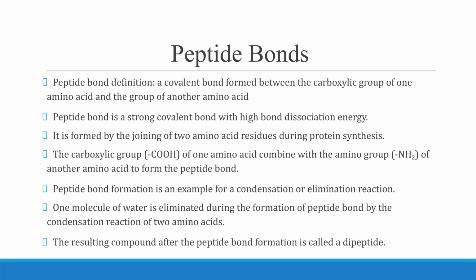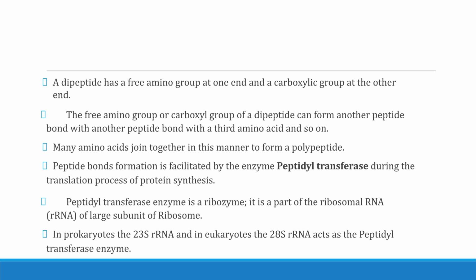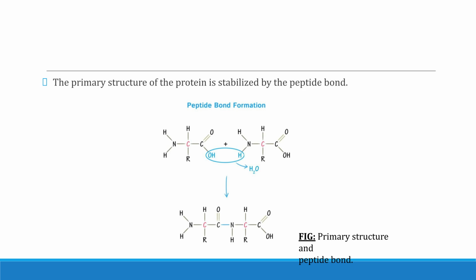A peptide bond is a strong covalent bond formed between the carboxylic group of one amino acid and the amino group of another. This condensation reaction eliminates one water molecule and forms a dipeptide. A dipeptide can form additional peptide bonds with other amino acids, leading to a polypeptide chain. Peptide bond formation is facilitated by the enzyme peptidyltransferase during protein synthesis. The peptide bond is essential for stabilizing the protein's primary structure, which is the linear sequence of amino acids.